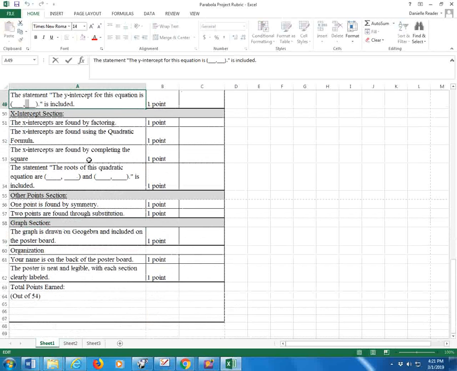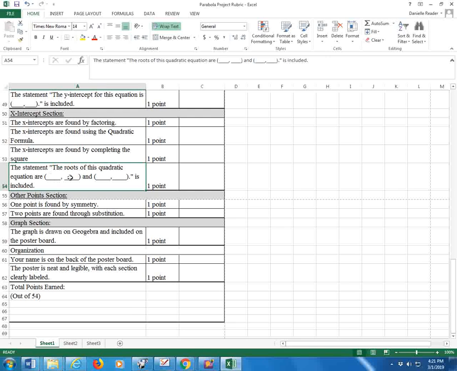X-intercepts are found using, let's see, the x-intercept section. If you found it by factoring, you get a point. If you found it using the quadratic formula, you get a point. And if you found it by completing the square, you get a point, as long as you show me how you did that on your poster. The statement, the roots of this quadratic equation are, well, those are your x-intercepts. You just need to write the statement. Mine would be negative 9/2, 0, 3, 0.